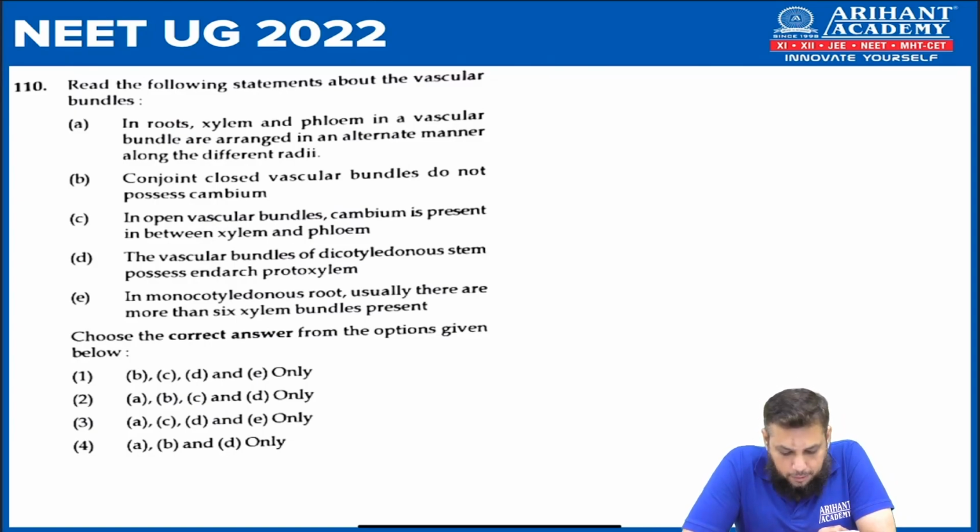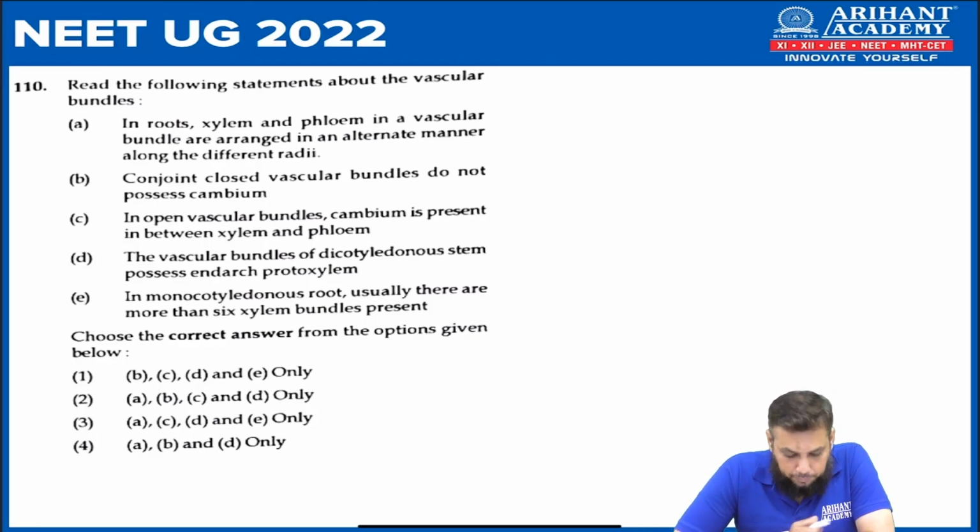110, now this chapter is from Anatomy of Flowering Plants. Read the following statements about the vascular bundles. In roots, xylem and phloem in a vascular bundle are arranged in an alternate manner along the different radii. Now this is true for both a monocot as well as a dicot root. So you know they are radial vascular bundles. The only difference is that in a dicot, it can be diarch to hexarch, whereas in a monocot, it is going to be a polyarch condition.